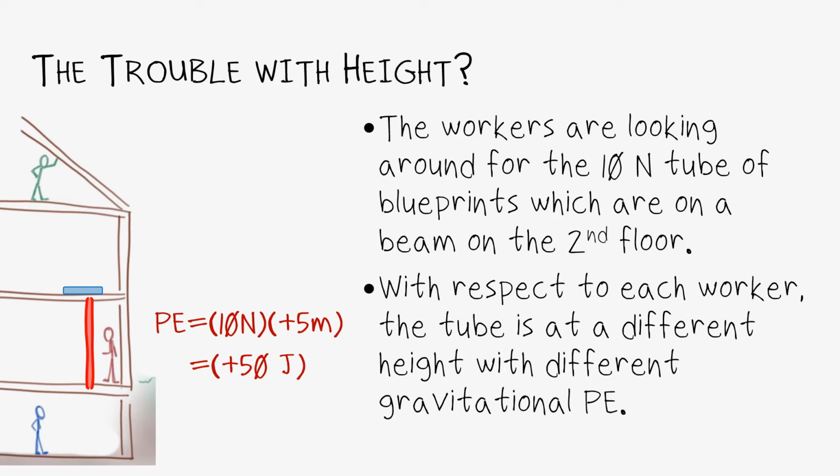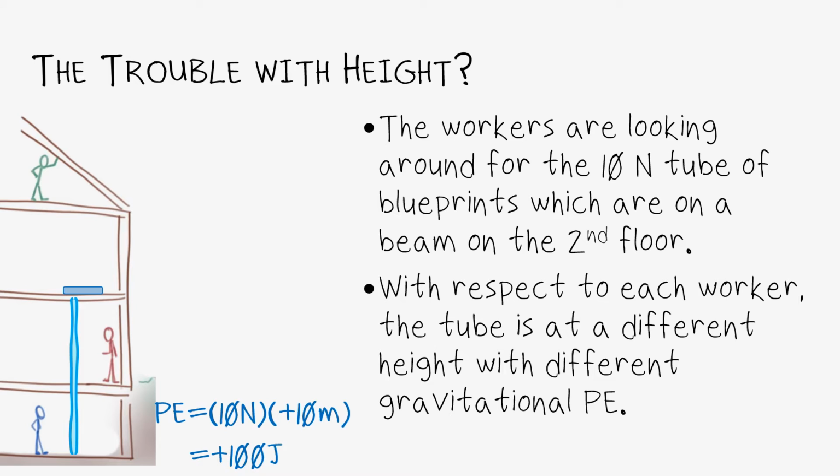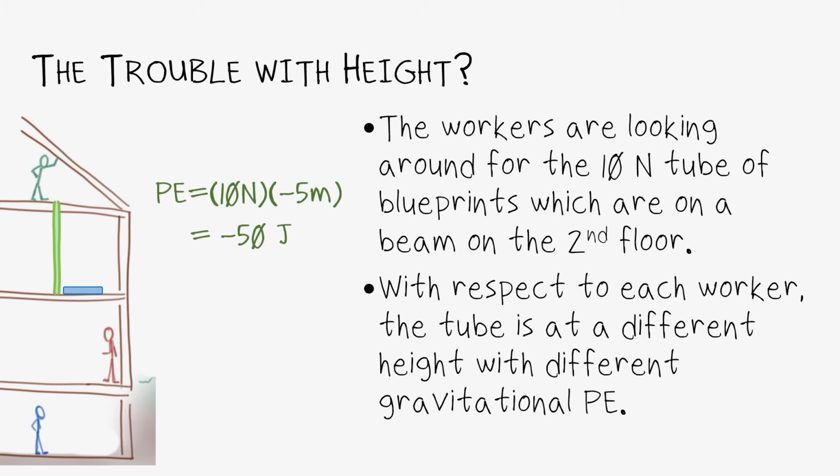The blue worker sees the exact same tube, but to the blue worker, it is much higher up with respect to their starting point. So if that tube was to potentially fall down to their height all the way into the basement, it would be starting effectively at a height twice as high, so the potential energy would be twice as much. And it gets a little weird when we look at the worker who's in the attic.